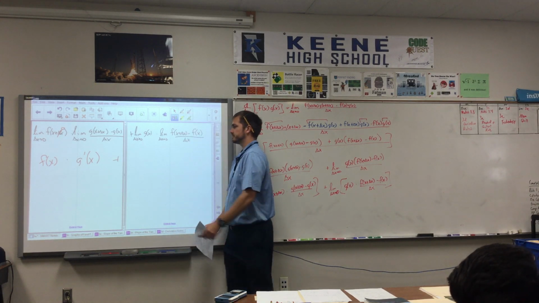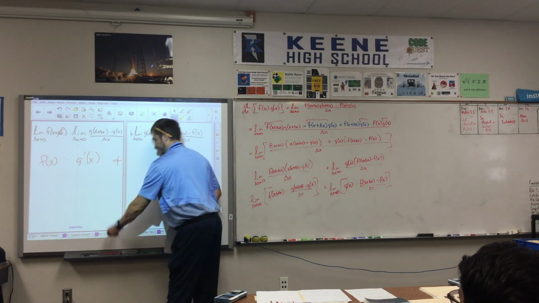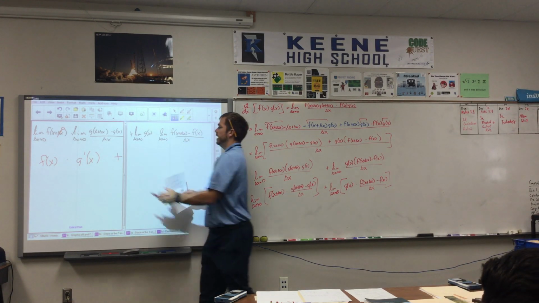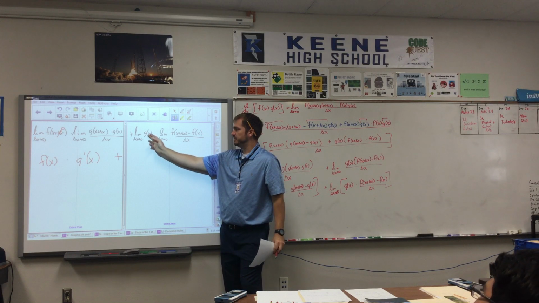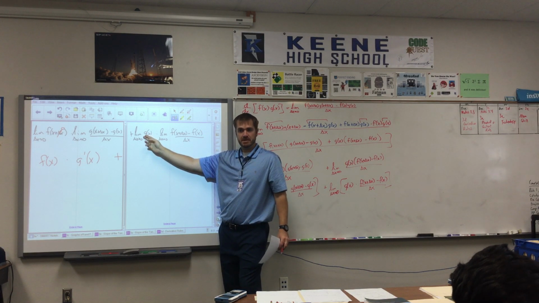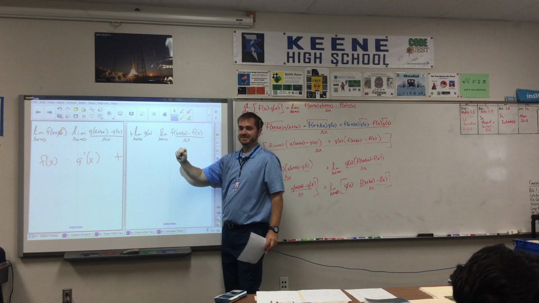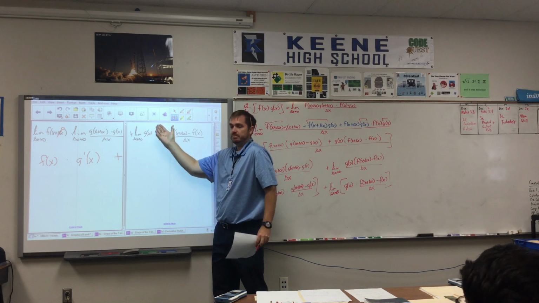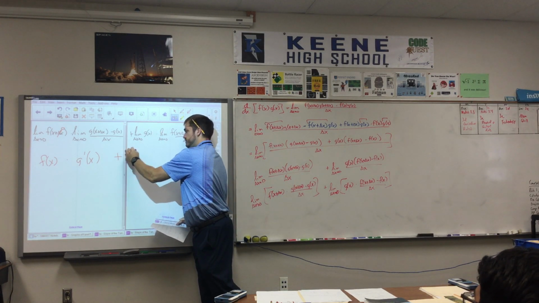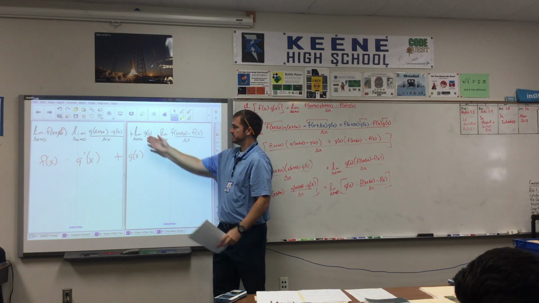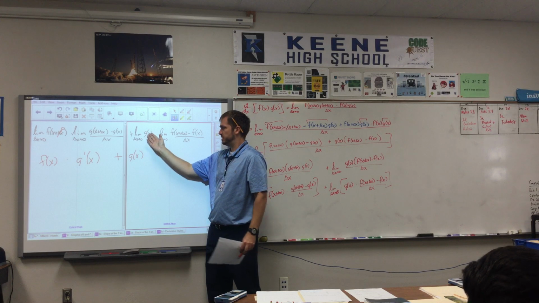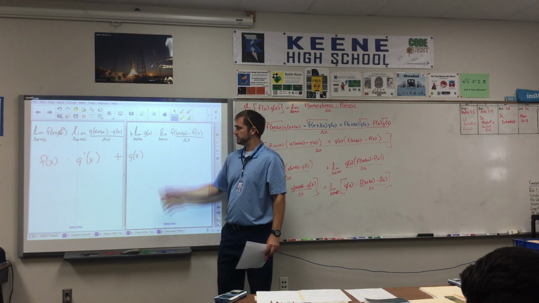Plus, what about here? The limit of g of x as delta x approaches 0. Can we do direct substitution there? Yes, because there is no delta x. There's nowhere to plug it in. It's not just 0, it's g of x. What I'm saying is, g of x is always the same as delta x approaches 0, because g of x doesn't depend on delta x. It's just g of x.